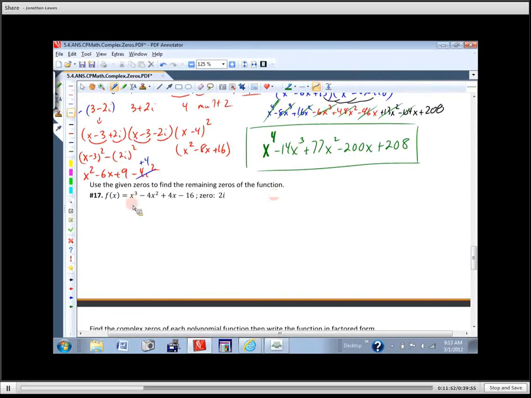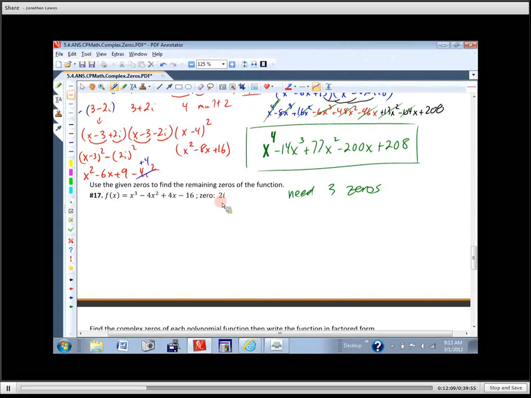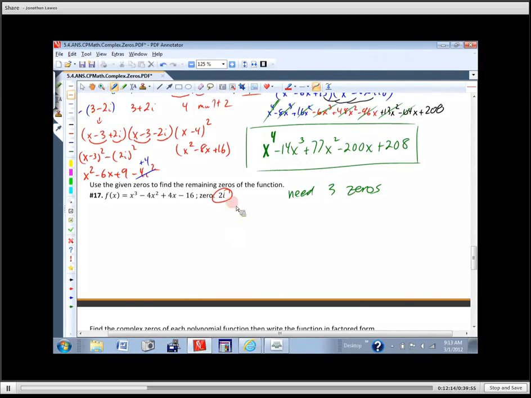What degree is this? 3. So we need 3 zeros. How many did they give us? 2. Okay, well, I heard some people say 1 and some people say 2. Which is it? Yeah, it's really both, right? So they gave us 1, but you can immediately find another. If they tell us one of them is 2i, then one has to be negative 2i. Okay? So I have 2 zeros.